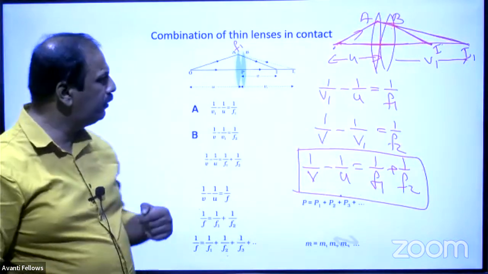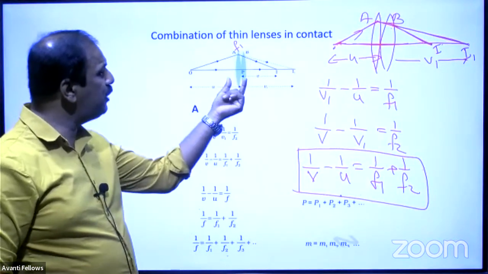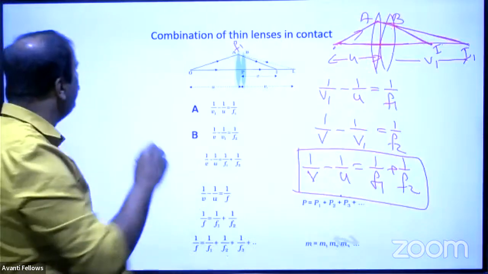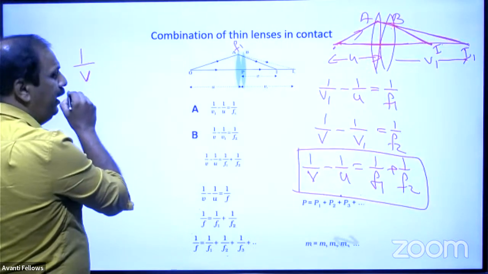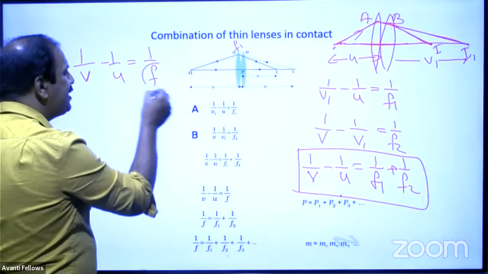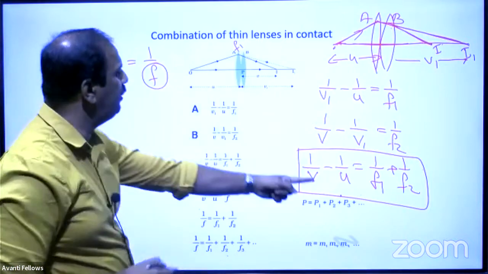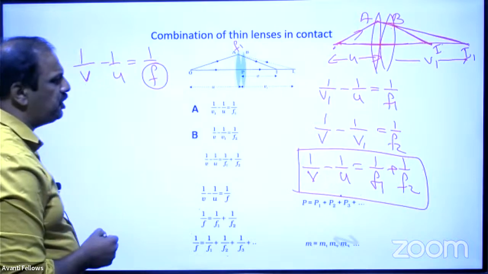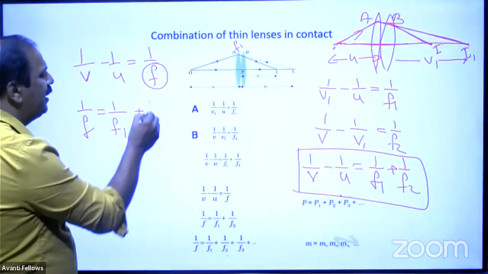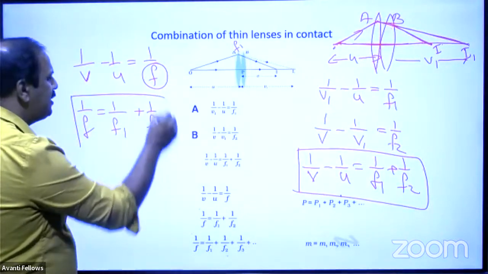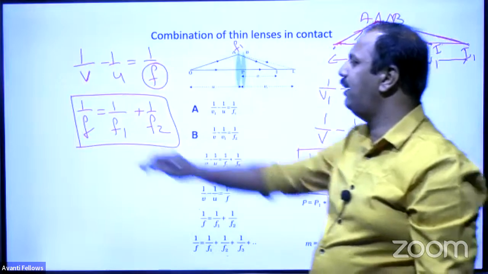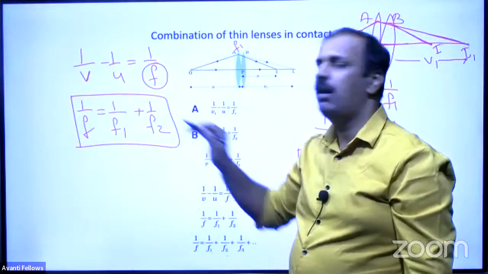Now listen here. If this was a single lens, consider it as a single lens, the total, then what should be the equation? 1 by V minus 1 by U is equal to 1 by F. This F is the focal length of the combination. Now compare these two equations. What you will get is 1 by F is equal to 1 by F1 plus 1 by F2. So when you have two lenses in contact, the total focal length you will get like this: 1 by F is equal to 1 by F1 plus 1 by F2.